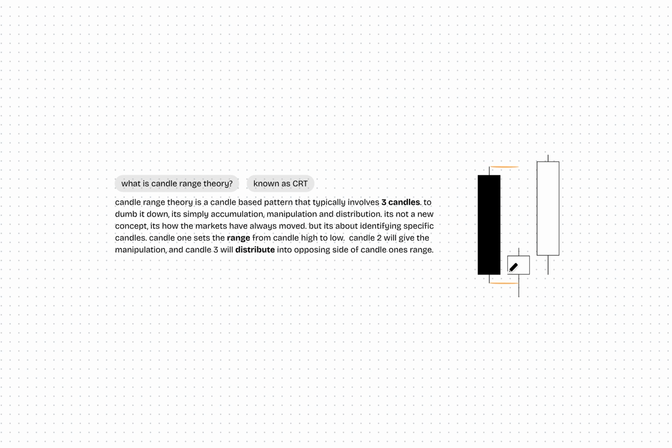And then once we have that, we can expect or anticipate the next candle or series of next candles to distribute with momentum into the opposing side of that range. So we take the range low of this candle and then price trades into the range high. So accumulation, mitigation of a higher time frame key level, manipulation.